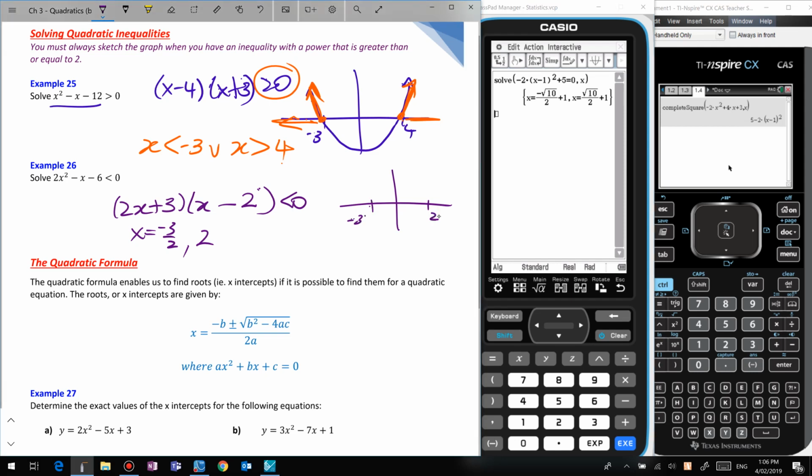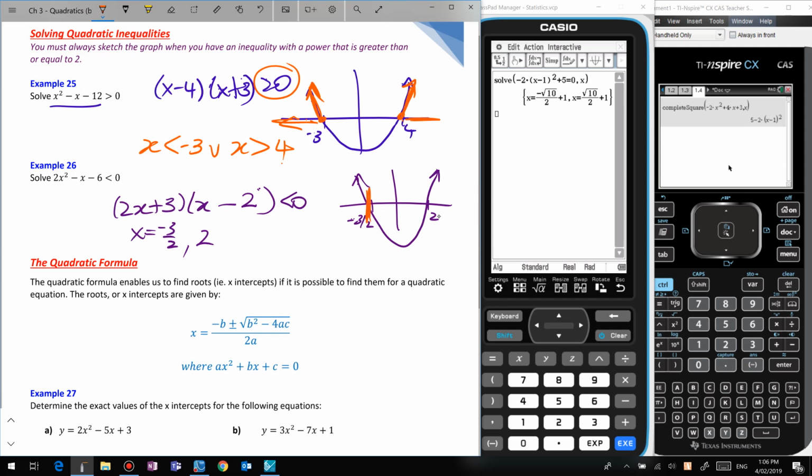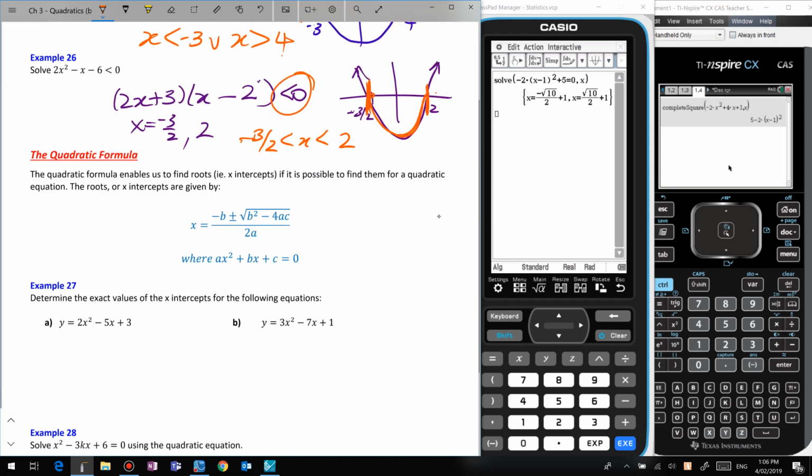Negative 3 on 2. Draw it, it's a happy face because it's a positive x squared. When is it less than 0? It's less than 0 from here to here because it's down here. So I say negative 3 on 2 is less than x, which is less than 2. Can't be equal because when it's equal to 0, it actually equals 0, but we only want less than 0.